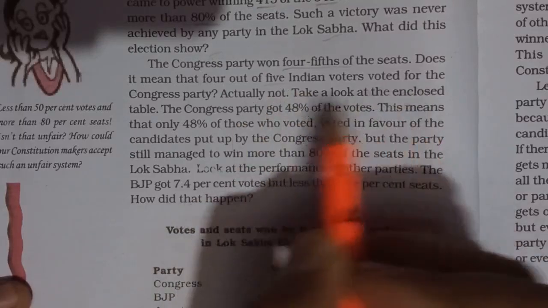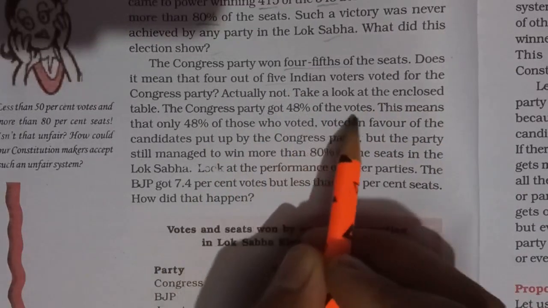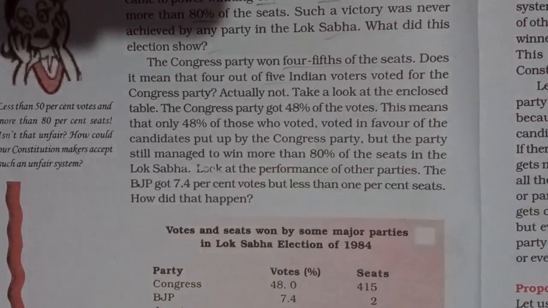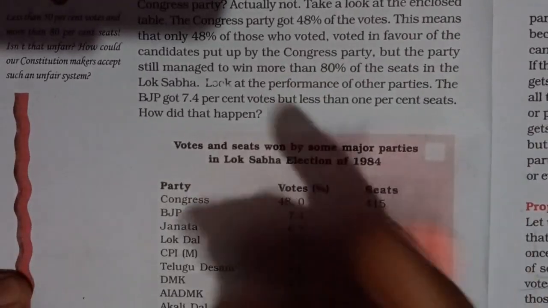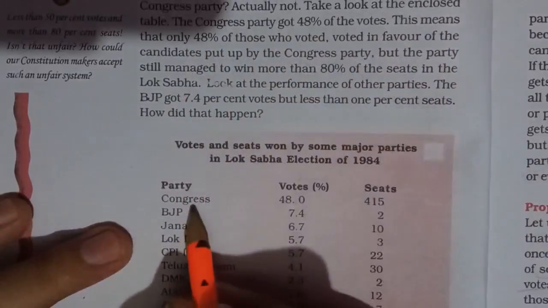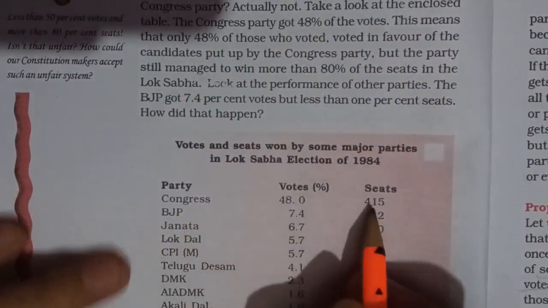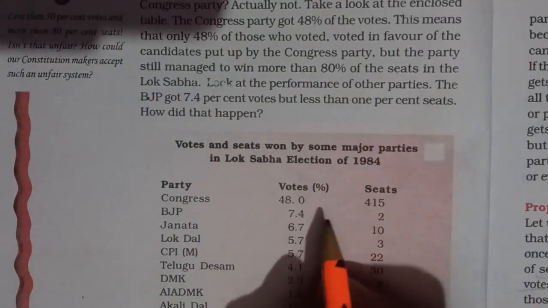Take a look at the enclosed table. Now we'll look at the table down. The Congress party got 48% of the votes. You can see here now. You'll have to see the results. Now take a look at the enclosed table. The Congress party got 48%, and now you have to think here and see the disparity.